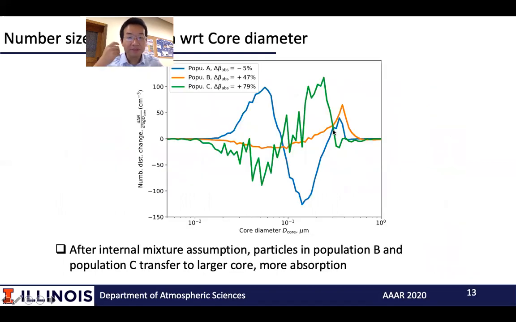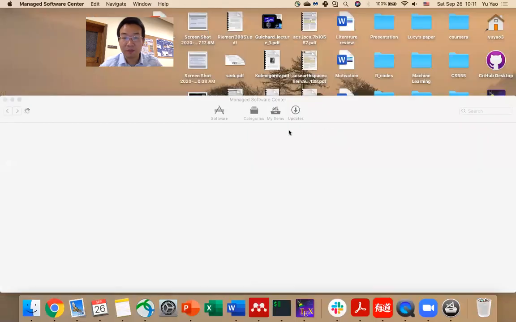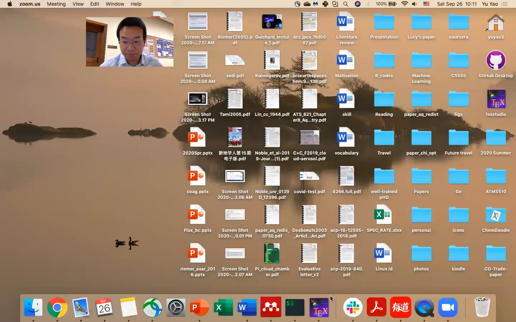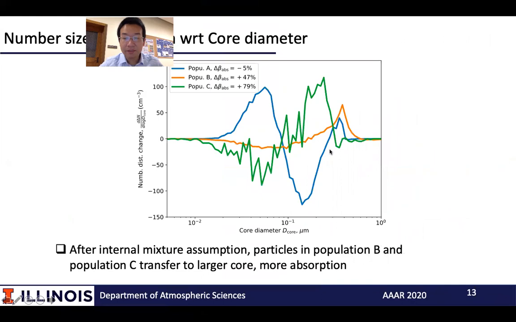To further explain this, we make a plot of the core size distribution. We find that for population A, which has a negative effect after the internal mixture assumption, more particles move from larger cores to smaller cores. For populations B and C, the increase of the absorption is due to the increase of the core size distribution.